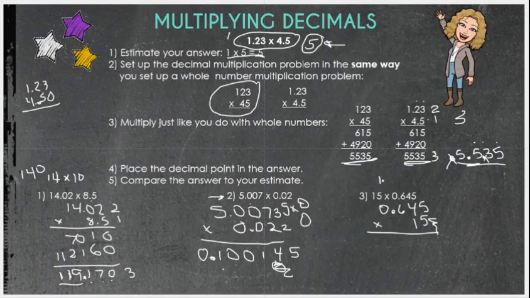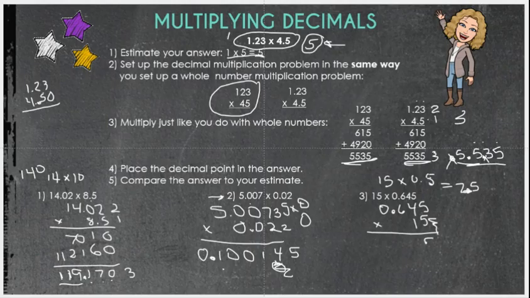So estimating this one first, this is 15 times 0.6. 0.6 is kind of close to a half, so I could estimate this to be a half. And half of 15 is about 7.5. So we'll say that our estimate is about 7.5. Now, 645 thousandths is more than half. So if we think about that, I'm multiplying by more than half. So my answer will probably be more than 7.5, but that's a good place to start.